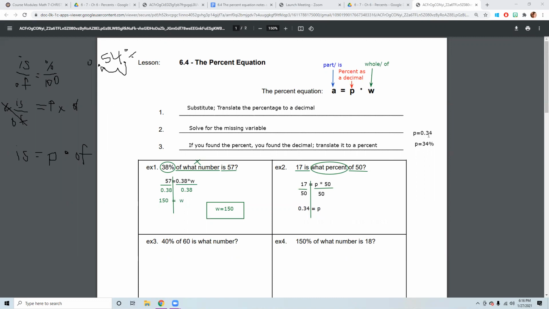And so just like how I talked about here, if I end up with P equals 0.34, I have to change that decimal into a percentage form. So I actually have to do step number 3 for this problem, because we found our percentage, we found the P. And so my final answer for this problem is going to end up being P equals 34%. And that's going to be our answer.